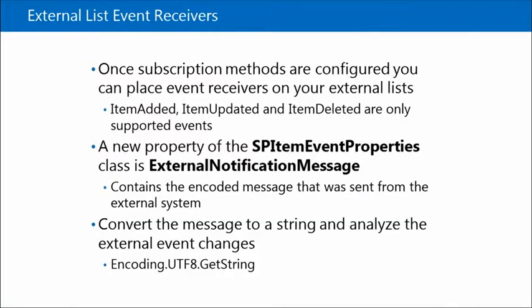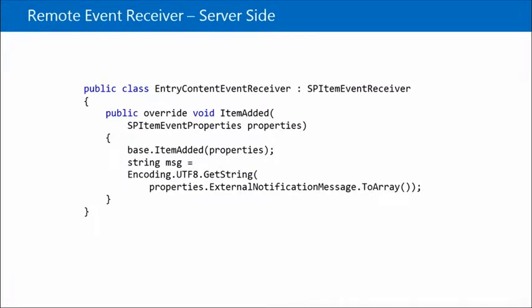You can see here a lot of this is what you're used to with normal event receivers, but there is a new property called the external notification message. And this external notification message is what is sent back from your external data source, right? Mm-hmm. And it's going to be encoded, right? So in order for you to see the message on the other side, you're going to want to use Encoding.UTF8.GetString. Otherwise, it's not going to be readable. Gibberish.